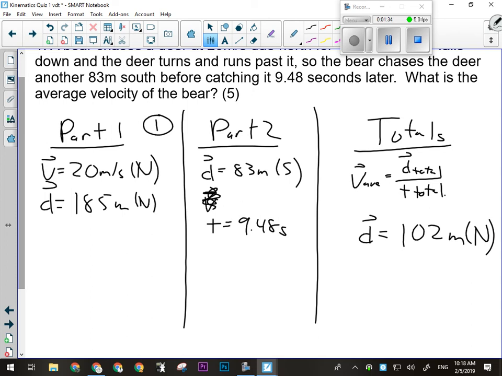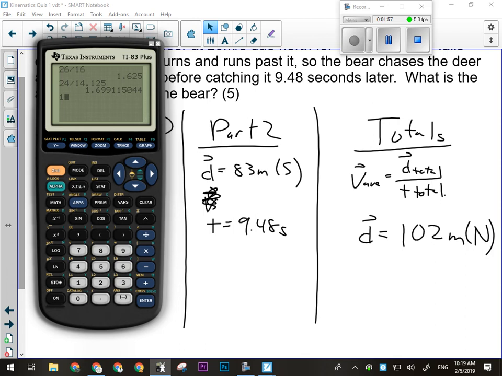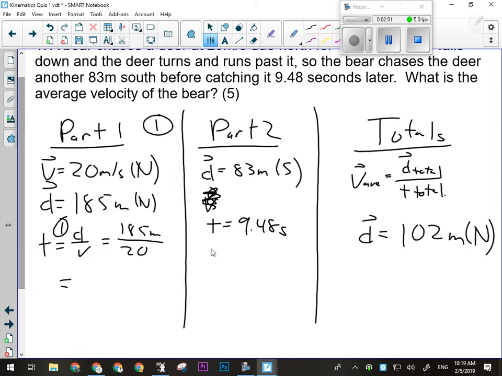So we're going to have to calculate the total time by calculating first the time for part 1. All right, so time will equal d over v. Okay, that'll be 185 meters north divided by 20 meters per second. So you can give them a mark if they have that operation there. Okay, so we're up to 2 marks here, and we're getting that the time here is going to be, all right, 9.25 seconds.